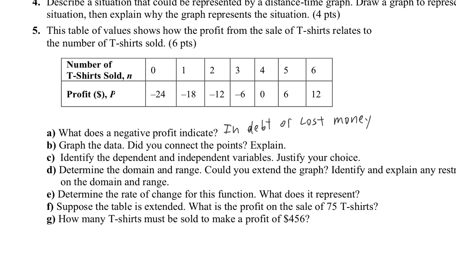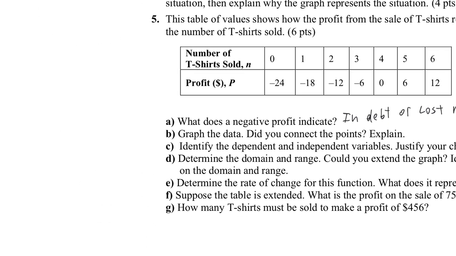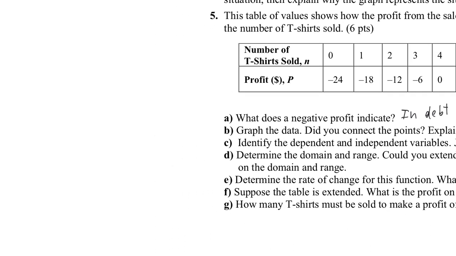Now for B, it says to graph the data. So we have our table of values right here. So I will make a rough graph off to the side here. Make y-axis. And we're starting all the way down here at a negative 24. Then we have negative 18, negative 12, negative 6, 0, 6, 12.